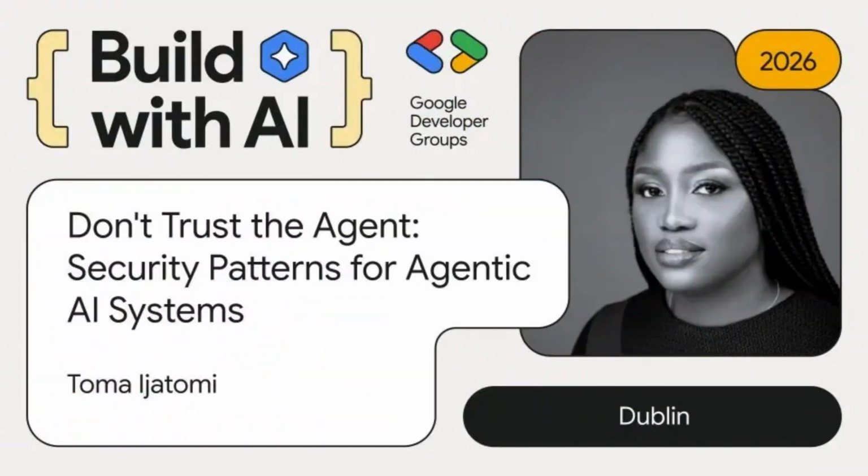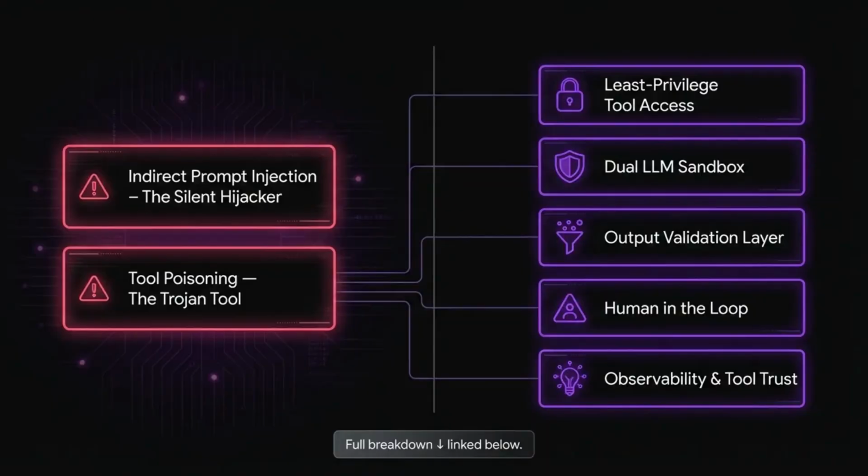I recently spoke at the Google Developers Group event here in Dublin for International Women's Day. My talk centered on securing agentic AI systems, and I wanted to record the demo section from that talk so you can see how these attacks work. We covered 5 defensive patterns, and all of that is in the slides linked below. But for now, let me show you what happens when your agent gets attacked.